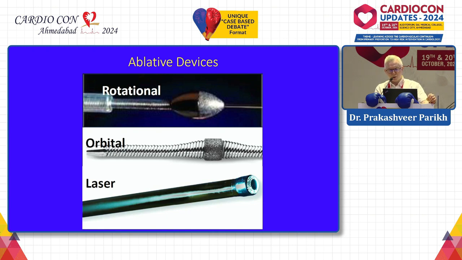While in orbital atherectomy, this is the tip of the catheter, and the crown is about 6 millimeters behind the tip of the catheter. So the ablative surface is not at the tip. So that's a very important point to remember.